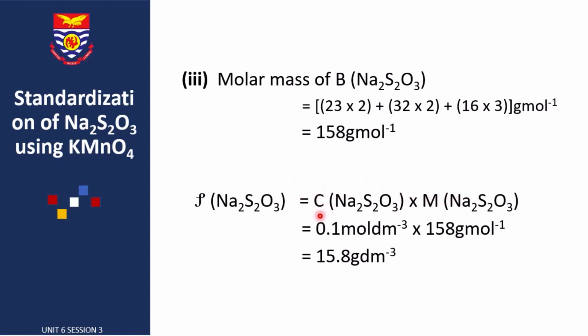C, concentration, we have found to be 0.1, and then the molar mass is what we have calculated here. When we put them in, we have 15.8 grams per cubic decimeters.